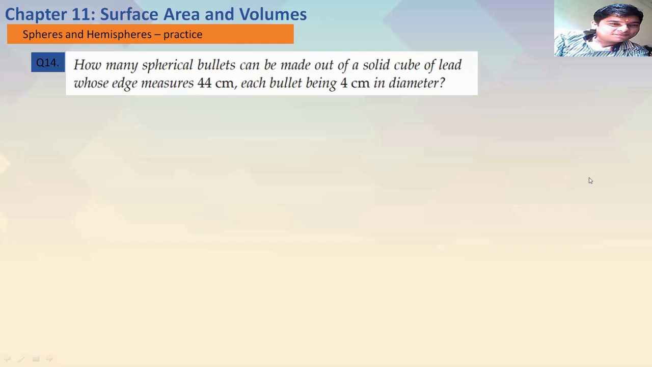I don't understand the question. You don't understand the question. How many spherical bullets or balls, let's just call them balls, can be made out of a solid cube? So we have a cube, right? I'll just draw a rough sketch. Cube. There is a cube.